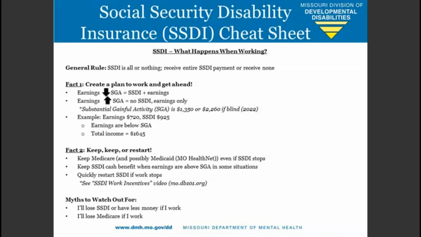So, myths to watch out for: I'll lose SSDI or I'll have less money if I work. That's not true. You can see from the example above, in the case of the person earning $720, they were able to keep and have more income. You just have to watch for being over that line and not using work incentives, where you can maybe fall into that trap. And then the other myth to watch out for is I'll lose Medicare if I work. And again, that's not true. Our government has built in some safety nets to keep that for an extended period of time. And once you're outside of that window of time, you still have the option to pay your premium and keep your Medicare, even if you don't have other insurance.